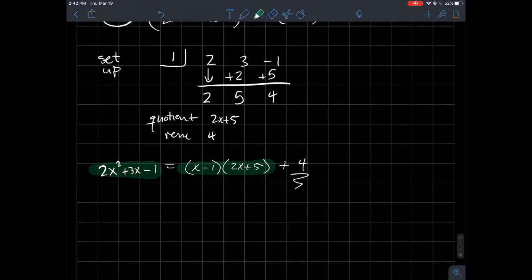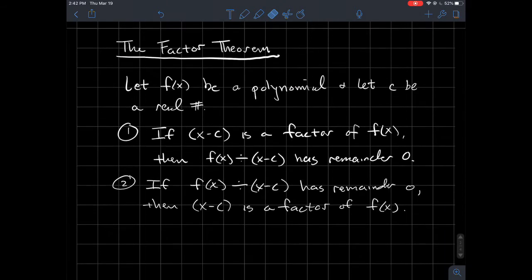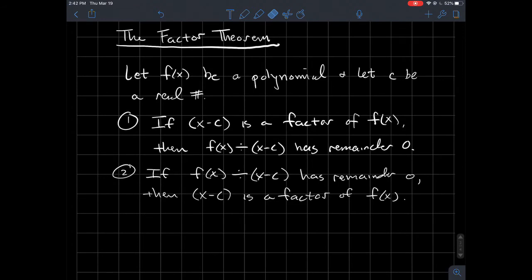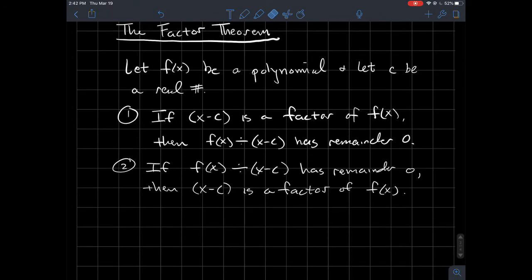And I want to think about the following then. What would happen if there was nothing there? Well, then that would mean that you factored, right? If there's no remainder, then that means you've successfully factored that polynomial. And that thought is called the factor theorem. So to recap, the factor theorem says if you've got a polynomial f and c is any real number, if x minus c is a factor of your polynomial f, then when you divide, the remainder should be 0. And you could say that backwards too. If f of x divided by x minus c has remainder 0, then you can conclude that x minus c has to be a factor of your polynomial.